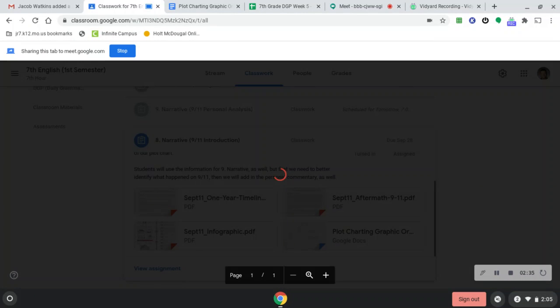So the first place that I would start is the September 11th infographic. Okay. That would be right here. I would start there. Okay. It has some key facts, but it also has some of the lead information going into the start of the day of 9/11.